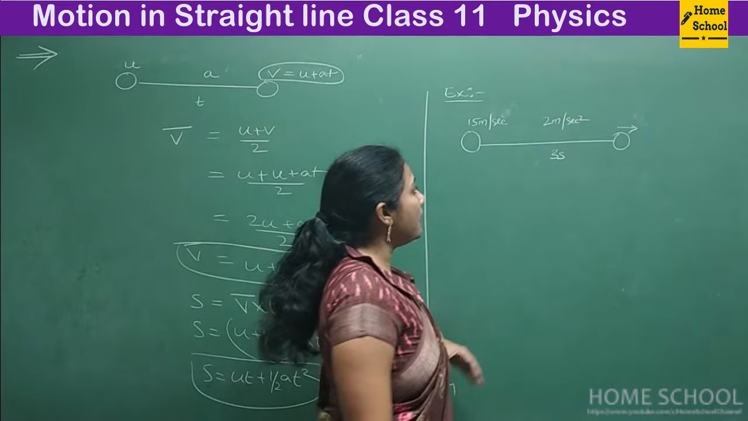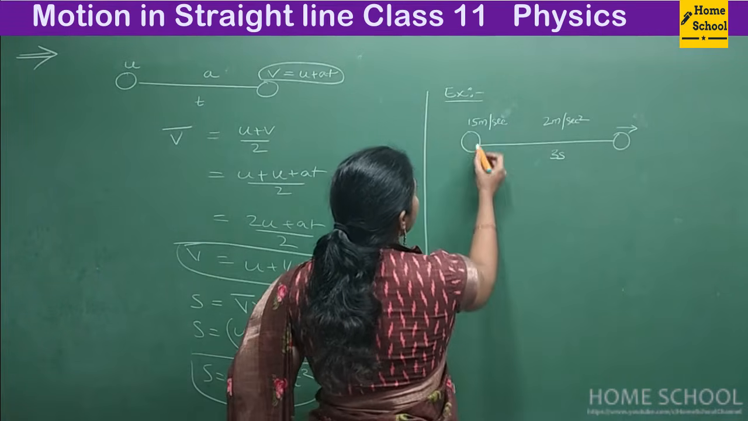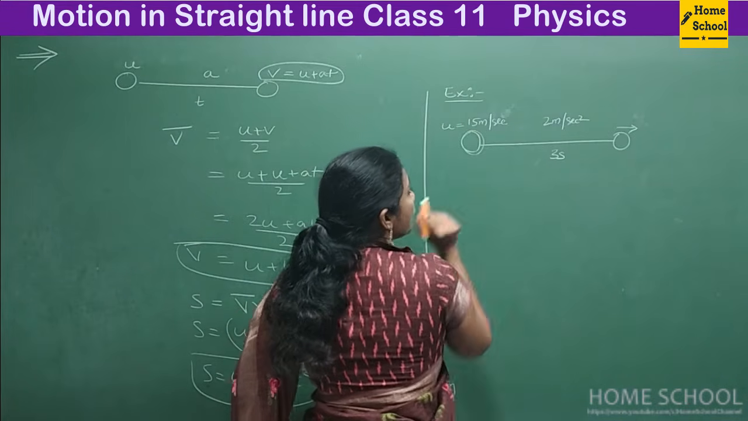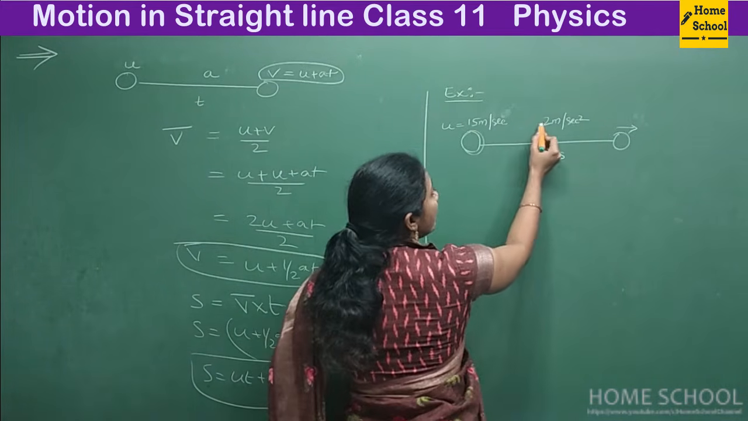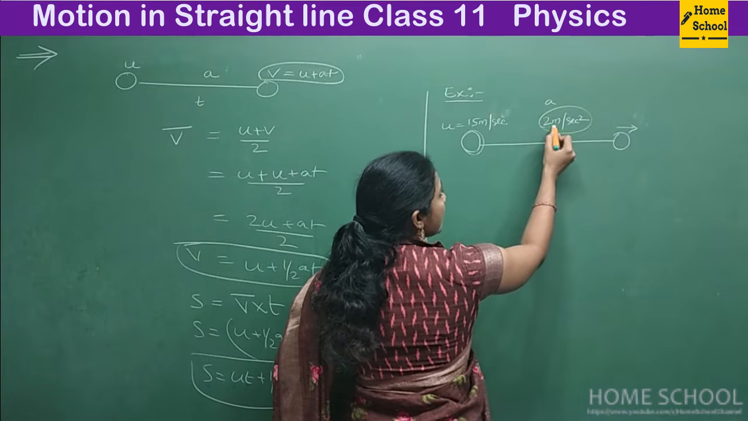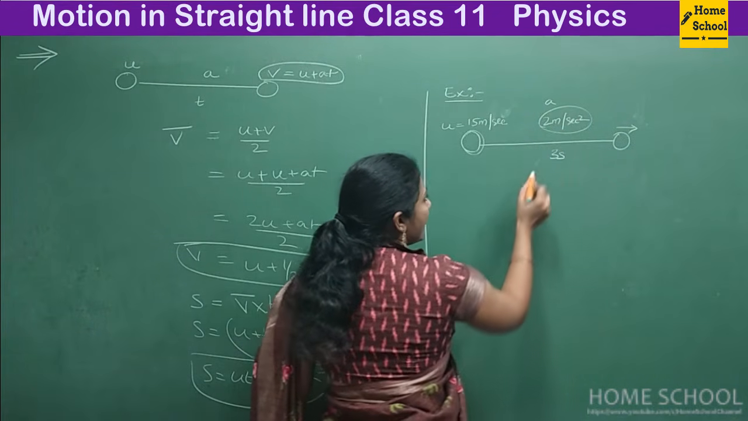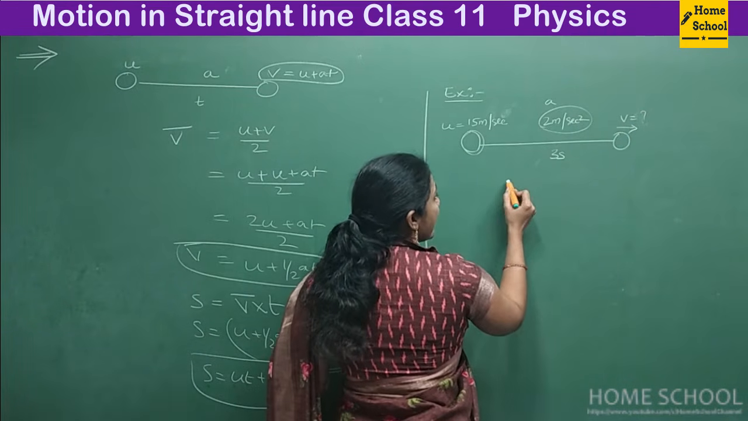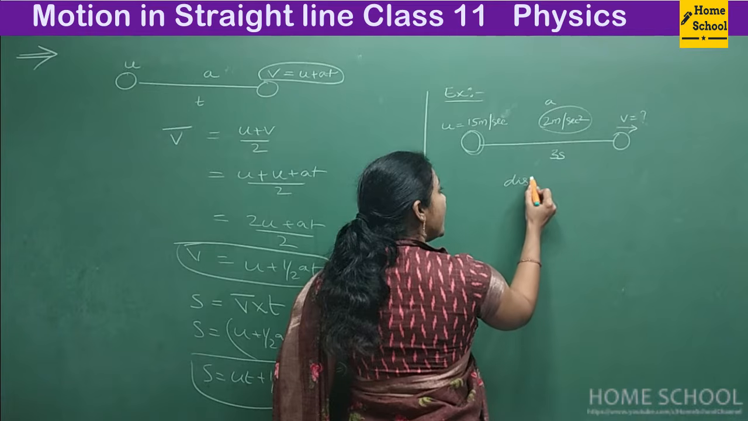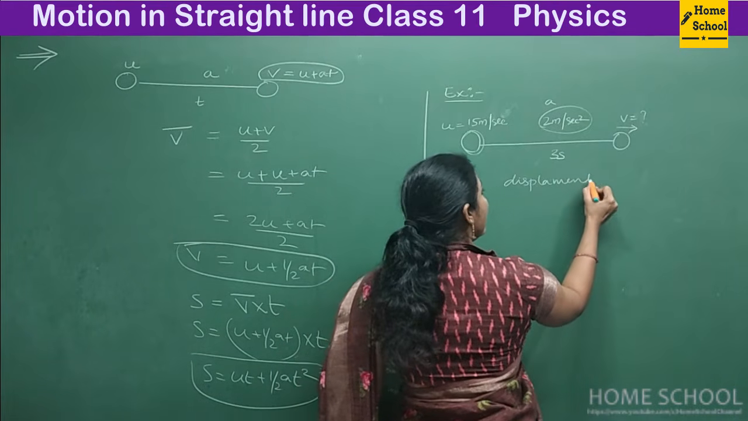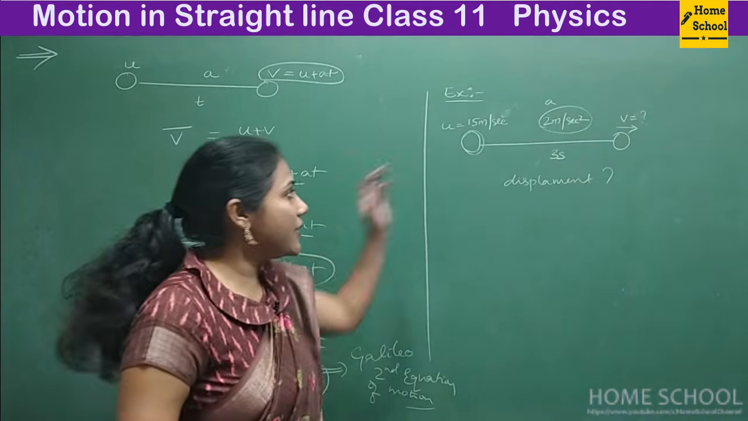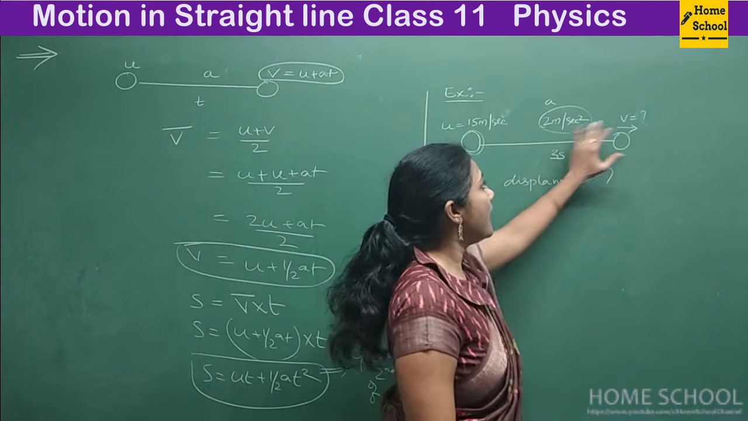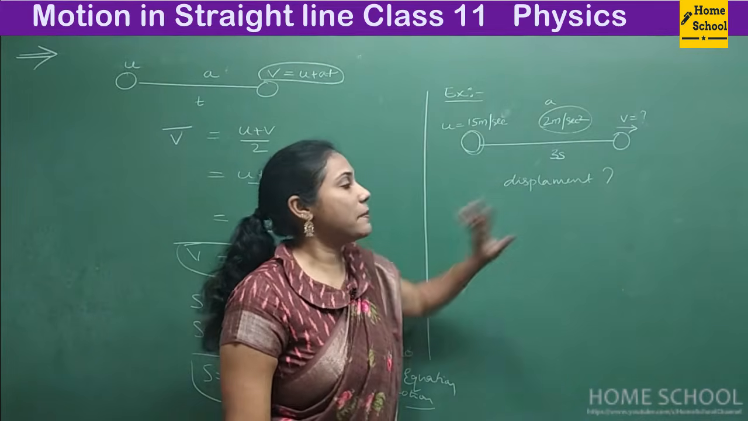You see this example. Here there is an object with initial velocity u equal to 15 meter per second. It's moving with acceleration a equal to 2 meter per second square. And final velocity v we don't know. And time is 3 seconds. They are asking you to calculate displacement. So initial velocity is there, acceleration is there, time is there, final velocity is not there, and displacement they asked you.